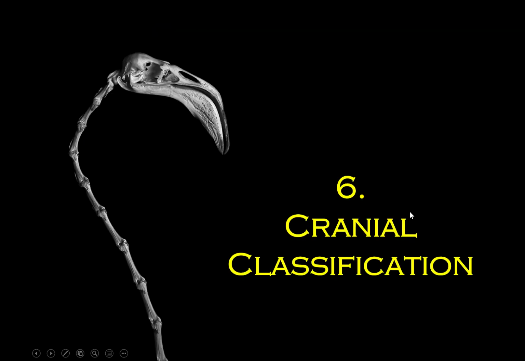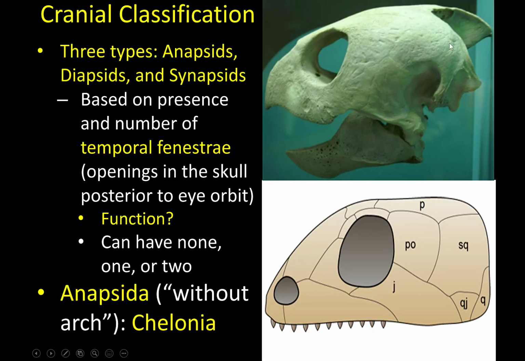Now there's one last aspect of the skeletal system that we need to go over. This has to do with how we classify animals based on their cranial structures. The cranium is this part of the skull. It's the part that actually houses and protects the brain. Okay? Now, there's three different types of craniums that we're going to talk about: anapsid, diapsid, and synapsid. We use these three cranial classifications to differentiate between different groups of animals.